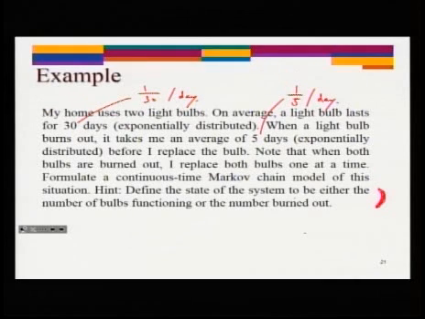Okay, so like I said here, you can use either of these definitions. The state of the system can be either the number of bulbs functioning or the number of bulbs burned out. So let's just use this one. Okay, so the state of the system will be the number of bulbs burned out. Then the transition diagram would be like this.